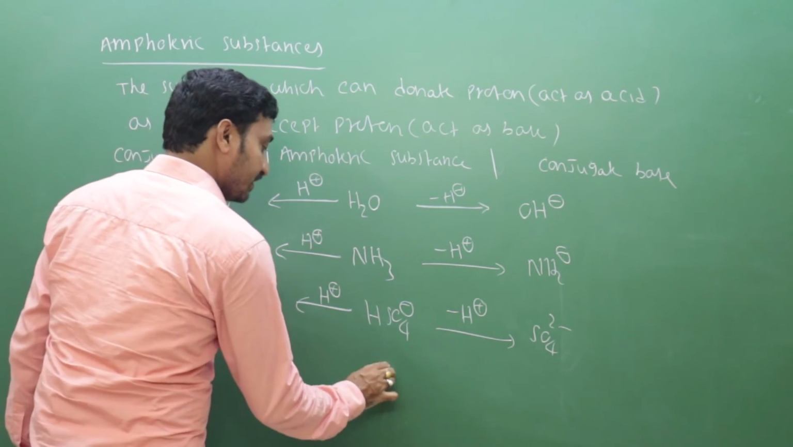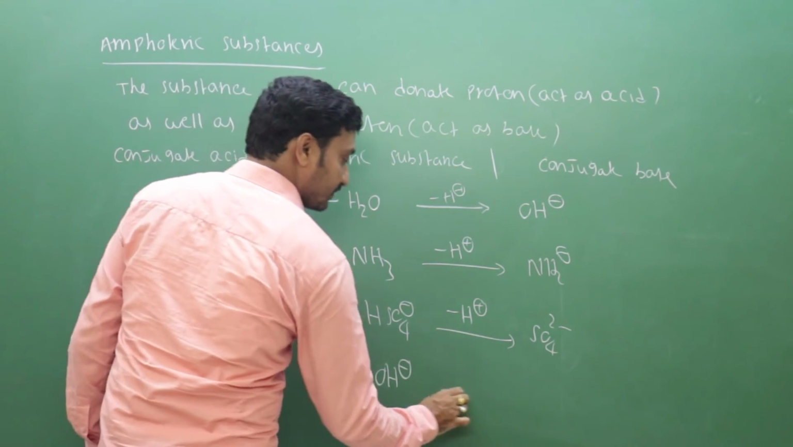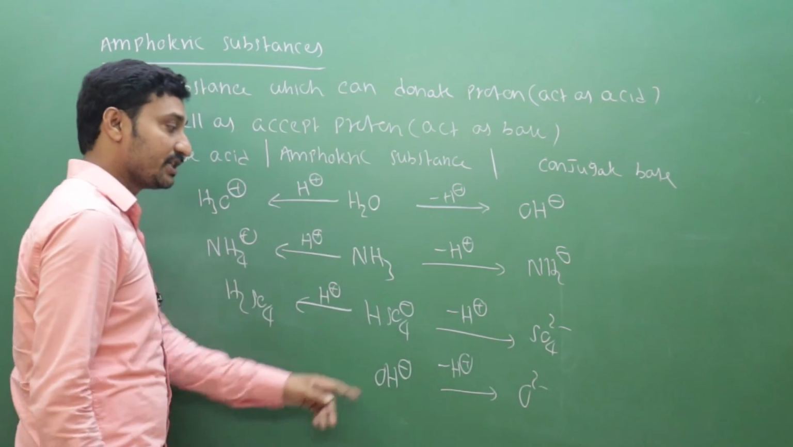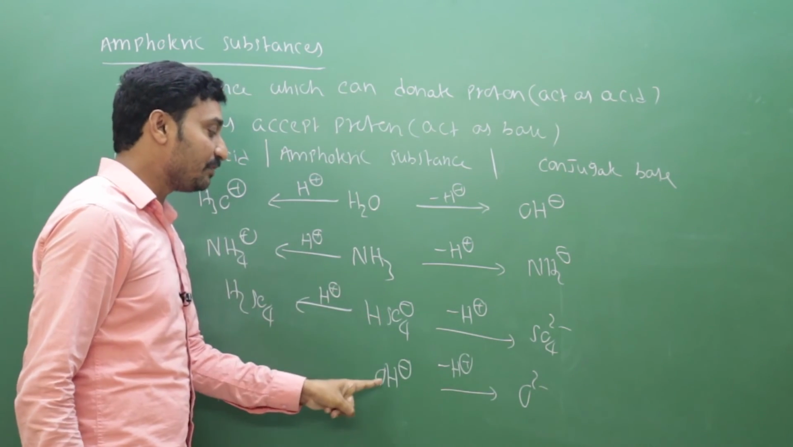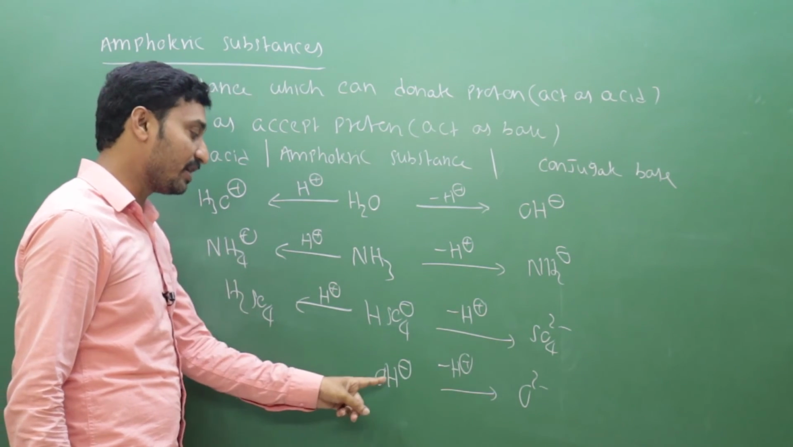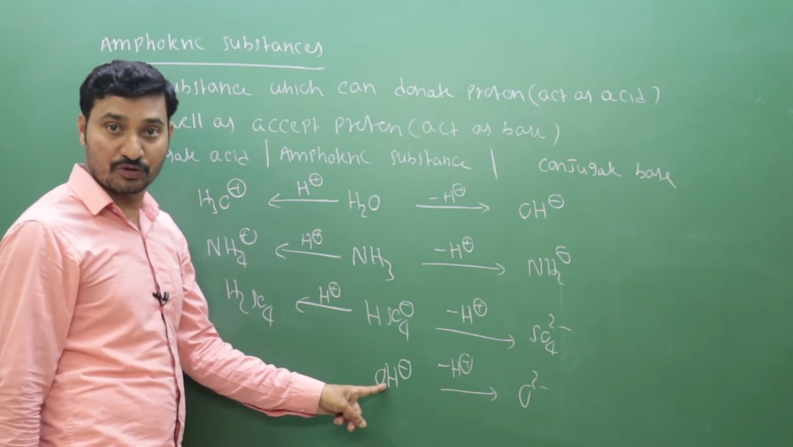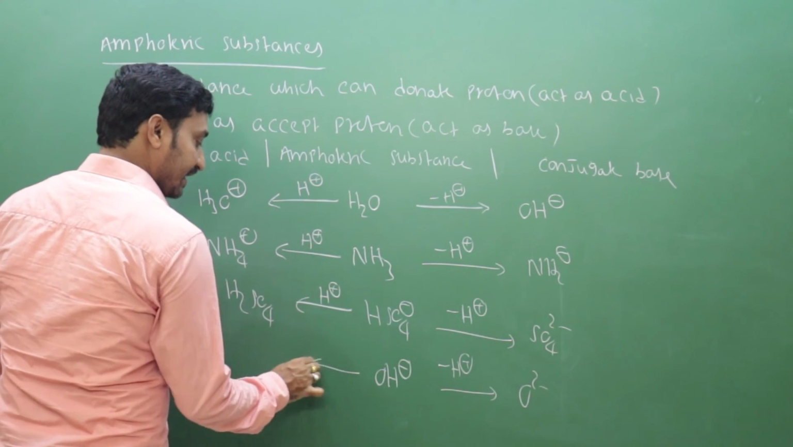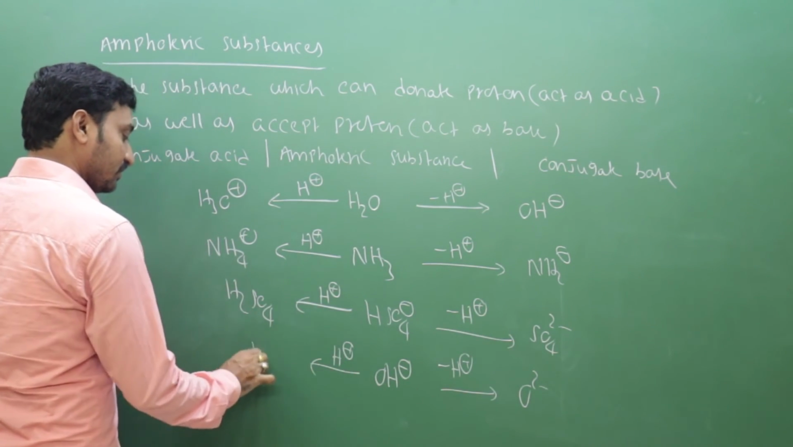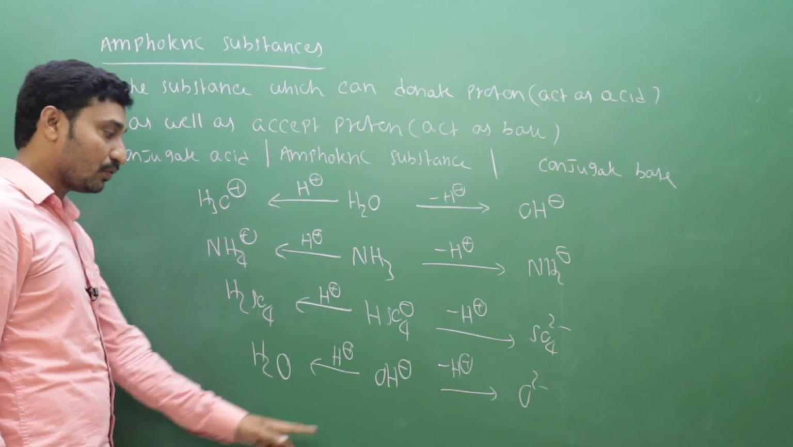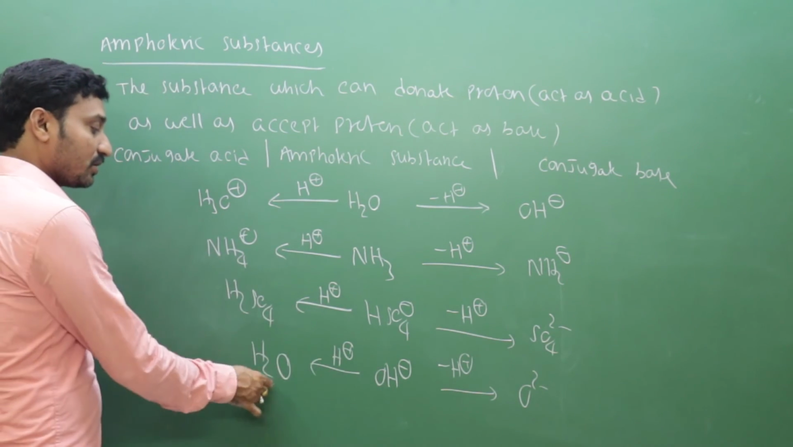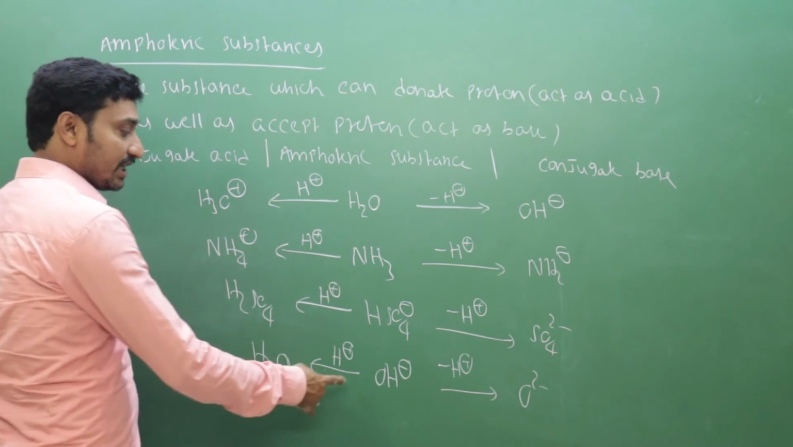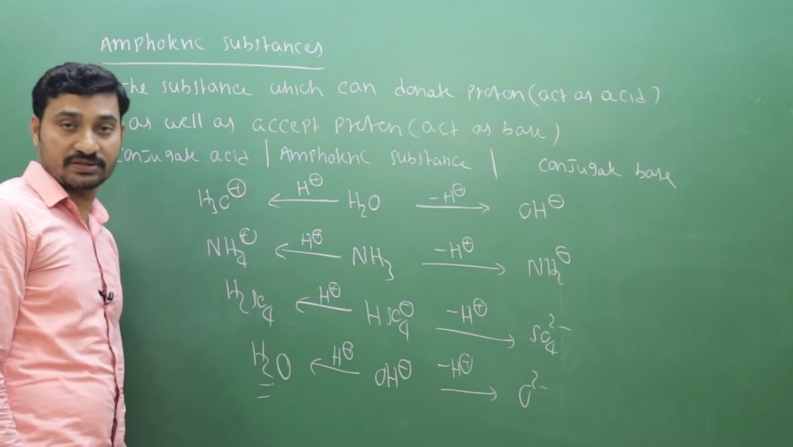Next one, OH minus. Minus H plus, O2 minus, right? What is the conjugate base of OH minus? O2 minus. Why? Because one proton is removed, so O2 minus. Next, addition of a proton, H plus: OH minus plus H plus gives water, H2O. So the conjugate acid of OH minus is H2O, and the conjugate base of OH minus is O2 minus.